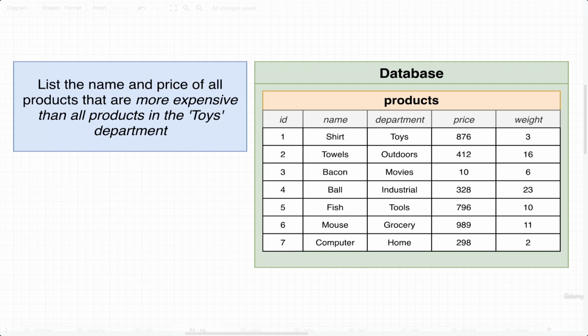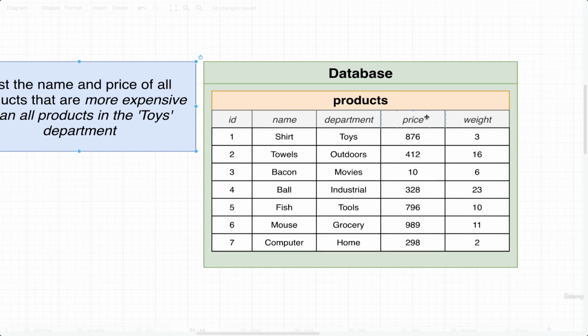I first want to get this video started by trying to solve this query right here. Our goal is to list the name and the price of all products that are more expensive than all the products in the toys department. We can probably answer this query with only the products table, because we're just talking about naming and pricing of products. To solve this query, we need to take a look at all the different prices of products that are specifically in the toys department.